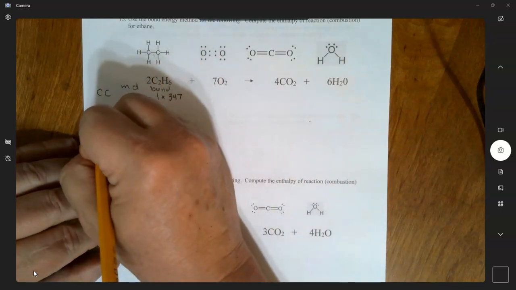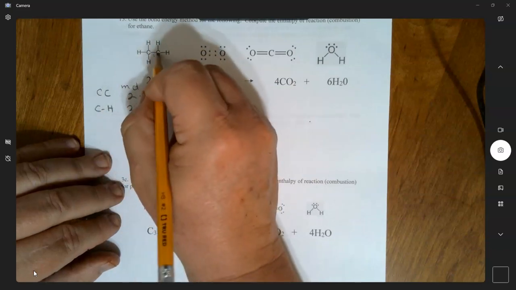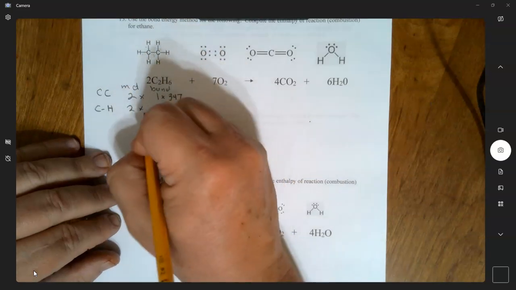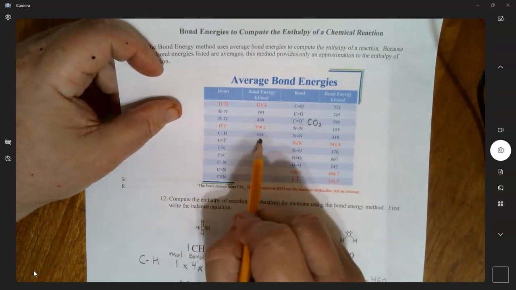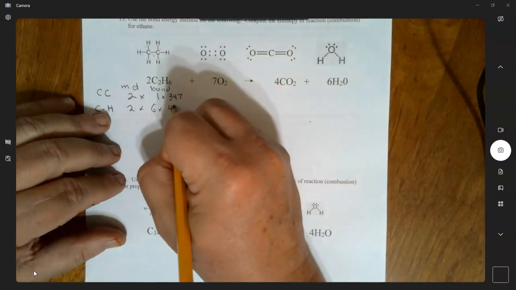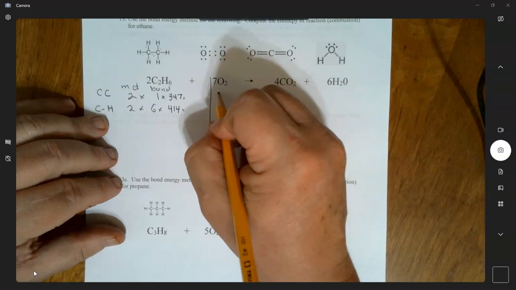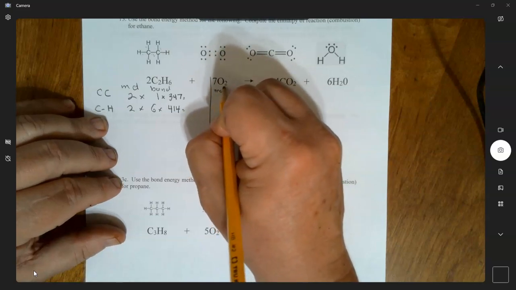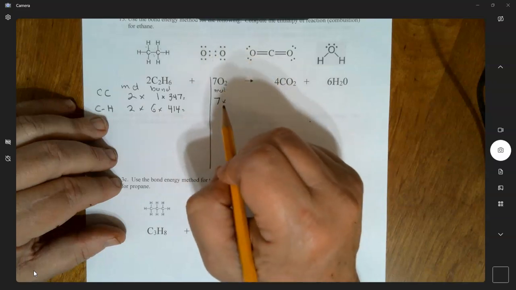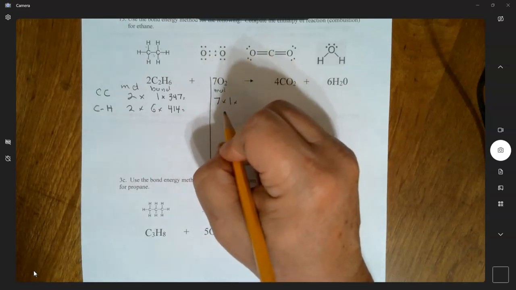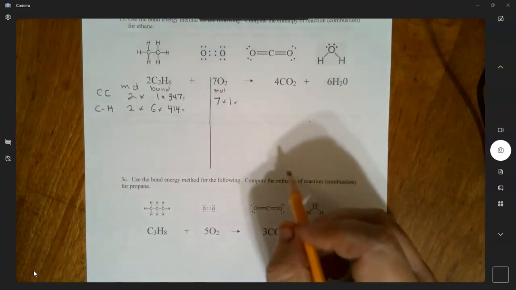Now we have to do the carbon-hydrogen. You have 2 molecules again, and you have 6 carbon-hydrogen, 1, 2, 3, 4, 5, 6. And we come up here to the chart, and it tells us carbon hydrogen is 414. Okay. Now I'm going to come over to O2. You have 7 molecules times you have one oxygen-oxygen double bond. So there's one for that. And then we come over here and we see oxygen-oxygen double bond is 498.7.